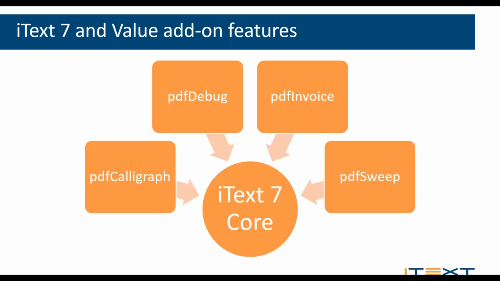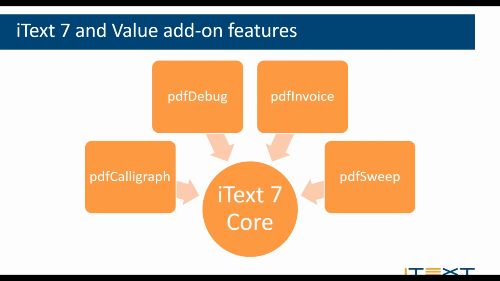So I want to talk to you guys a little bit about iText 7 and value add-on features. As you can see, we have PDF Calligraph, PDF Debug, PDF Invoice, and PDF Sweep. These are all new features that we added in addition to iText 7 Core. Just want to make it clear, these are not part of iText 7 Core, so you will have to purchase them separately. So to discuss some of their features and how they work, let's start off with PDF Debug.